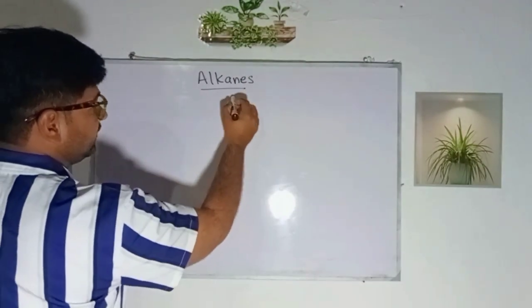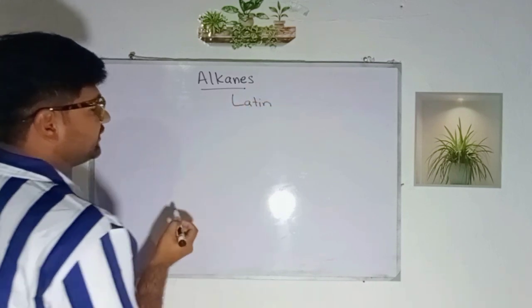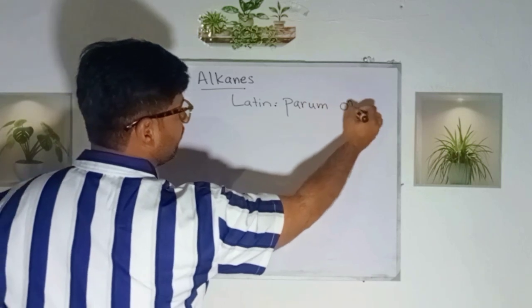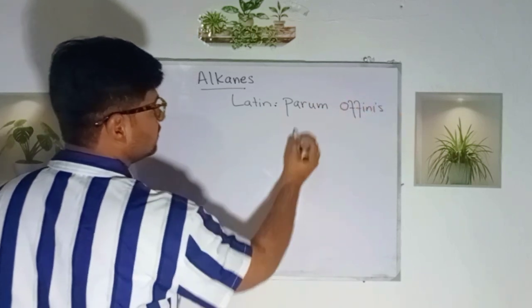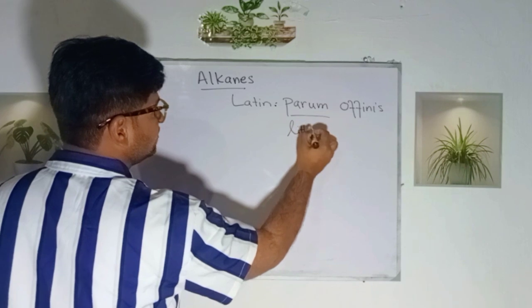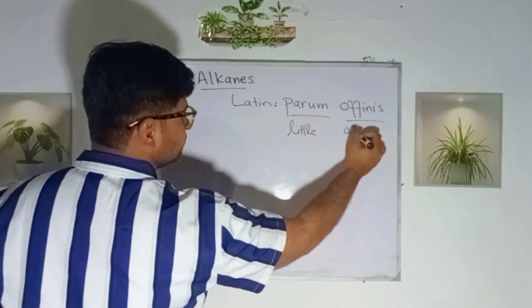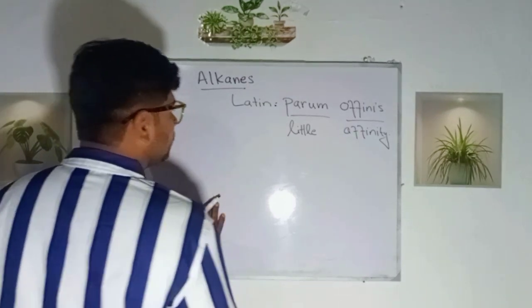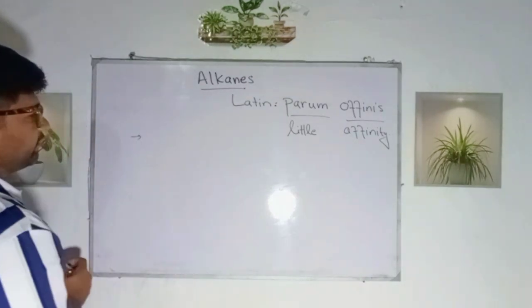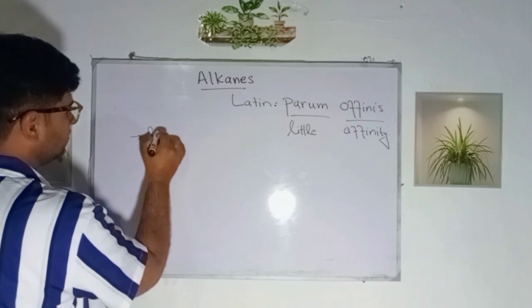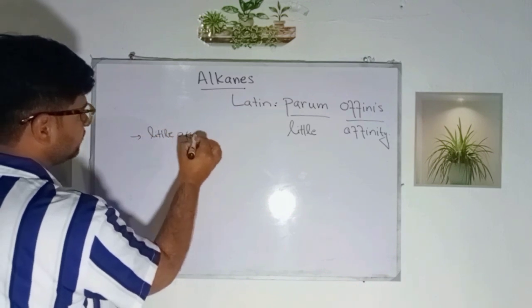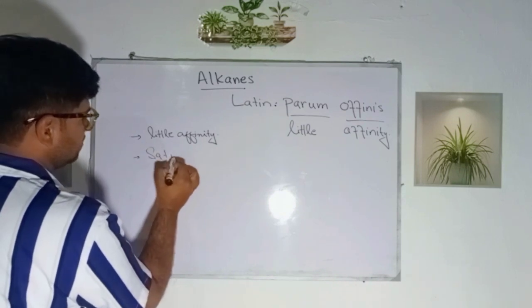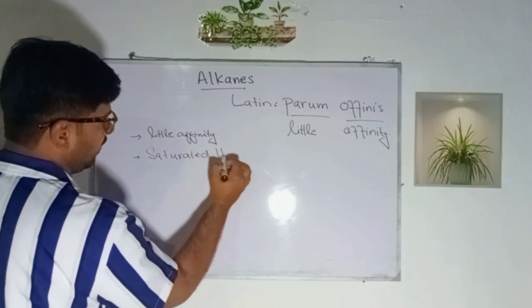The word alkane is derived from Latin terminology, which is parum affinis, and parum means little, and affinis means affinity. So, alkanes are the compounds with little affinity. They are also called as saturated hydrocarbons.